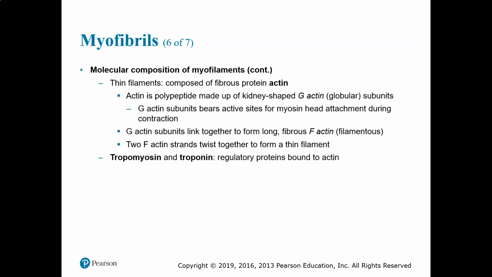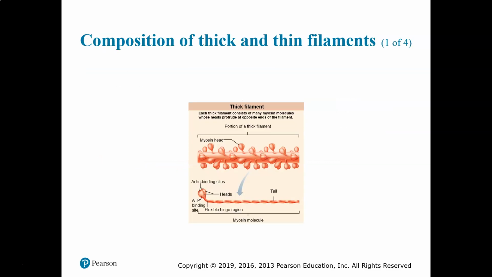There are two proteins that you do need to know about when we study actin, or the thin filaments. Actin is made up of G-actin, which is globular, and F-actin, which is like a rope, and two F-actin strands twist together and form a twisted rope to form the thin filament. So it's F-actin that forms the thin filament, and G-actin is a subunit that's going to contain an attachment point for myosin. Now, two other proteins are regulatory proteins, and they are tropomyosin and troponin.